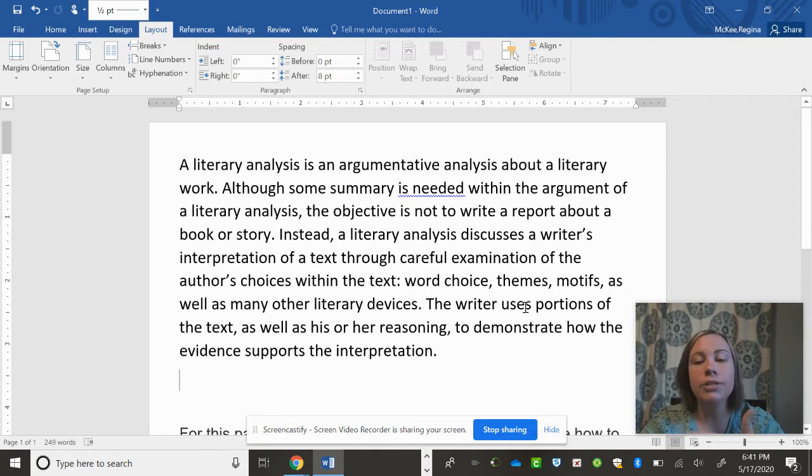So the writer uses portions of the text. You, the writer, are using portions of the story that you choose, as well as your reasoning, your own interpretation, okay, to demonstrate how the evidence supports your interpretation.